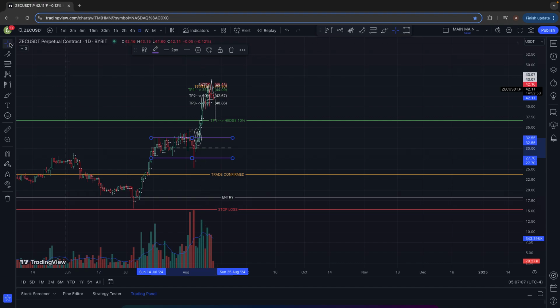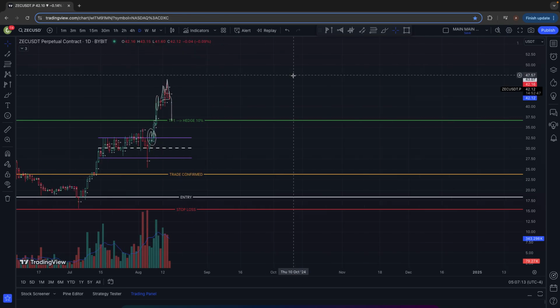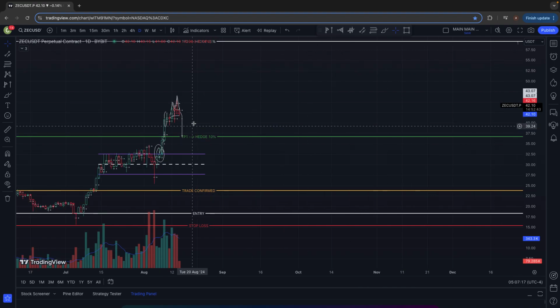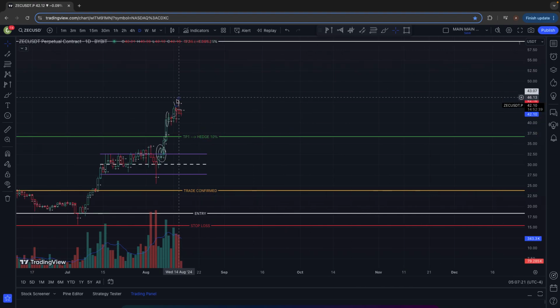And what I'm going to do is delete the trading setup, because I don't want you guys to chase that trade. I'm going to delete all these little doodles, and then I'm going to show you one last simple way to look at this.